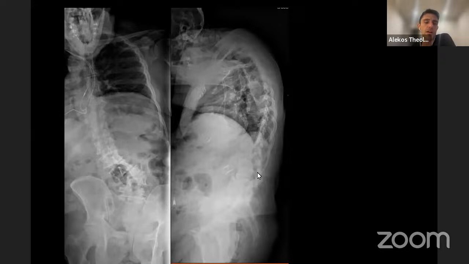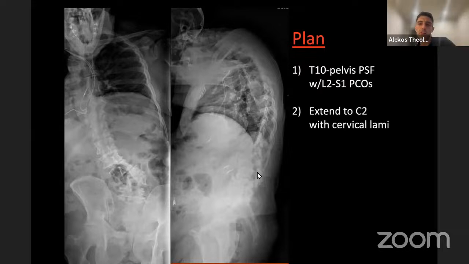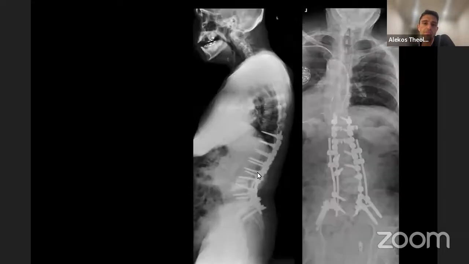And so we decided to say, well, even though the neck is pretty significant, we're going to build from the bottom up, create a nice foundation, and that's what we did. So we planned a T10 to pelvis, with some posterior column osteotomies. Initially we thought we may do a 3-column osteotomy, but we used a kickstand rod on the left side to help with the coronal plane. And then we were planning 3 to 6 months later to extend to C2.